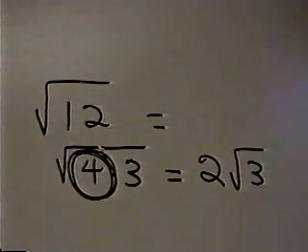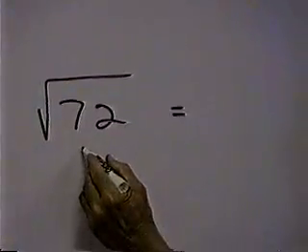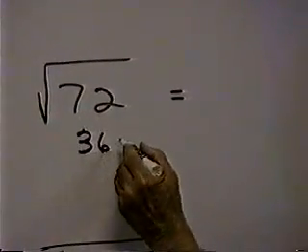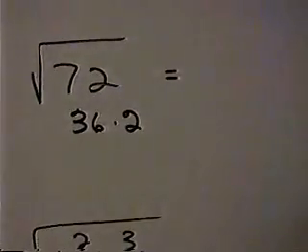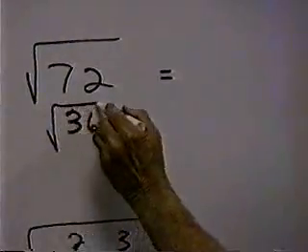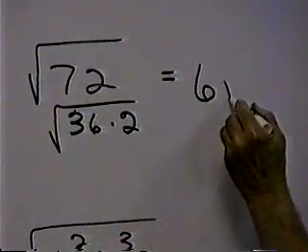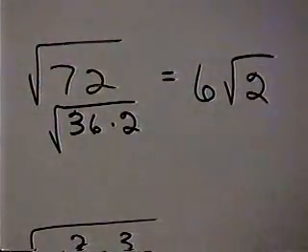All right, so let's now take the square root of 72. If I divide 2 into that, and I know the square root of 36, so the answer is 6 times the square root of 2.